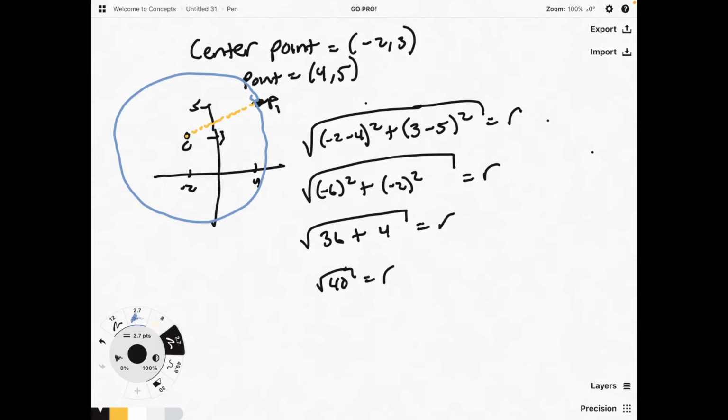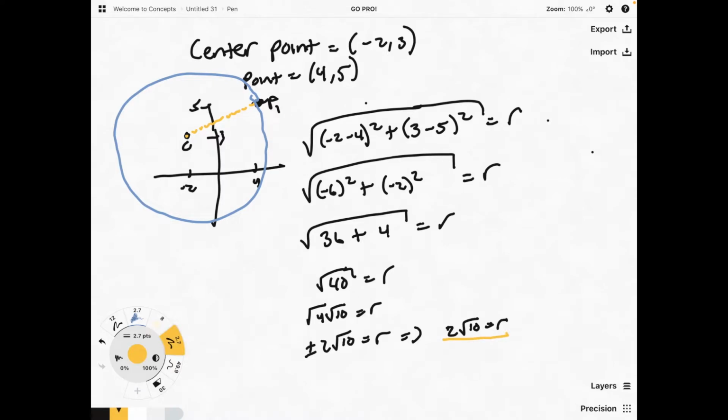40 can be broken down into 4 times 10, so the square root of 40 is 2 square roots of 10, plus or minus, equal to r. Now, we cannot have a negative distance, therefore we know that this is really equal to 2 square roots of 10, which is equal to r. Now, this is our radius.